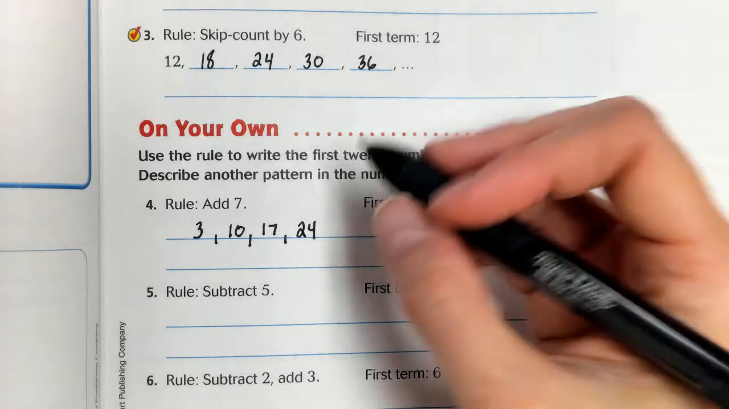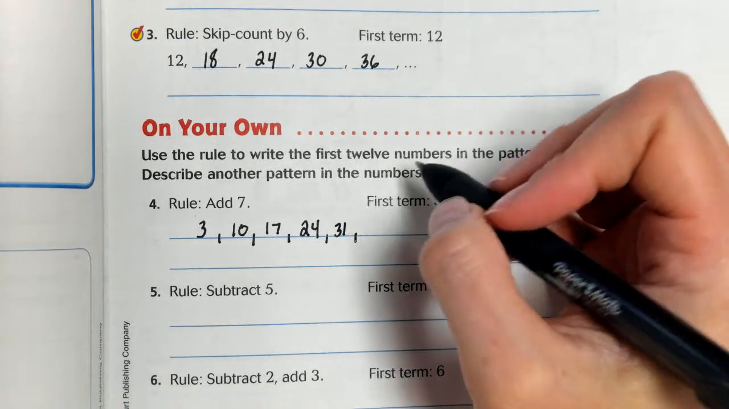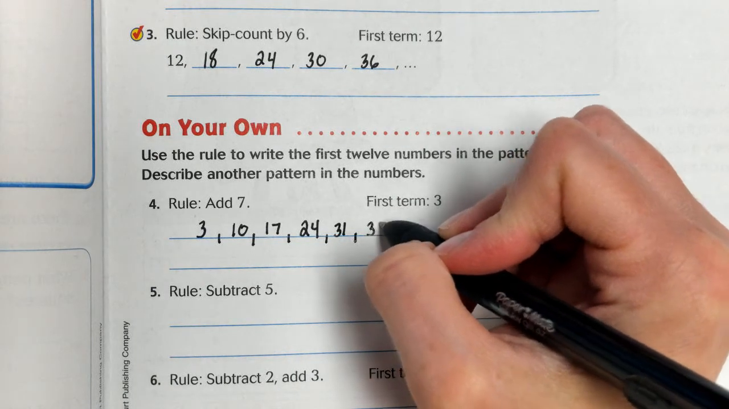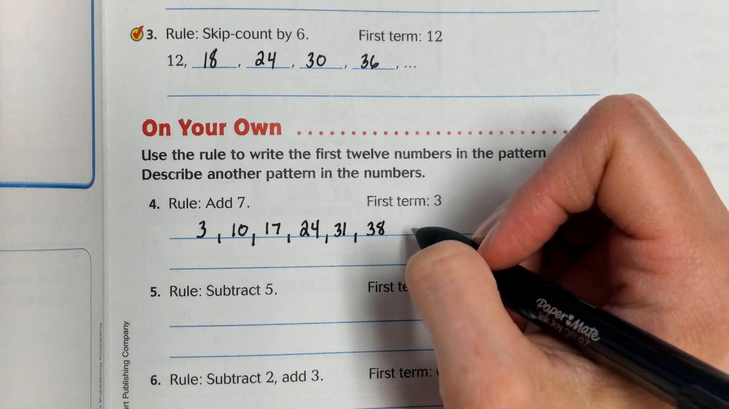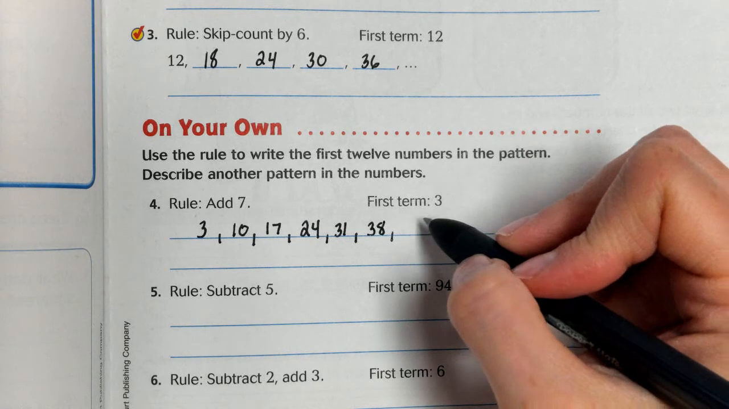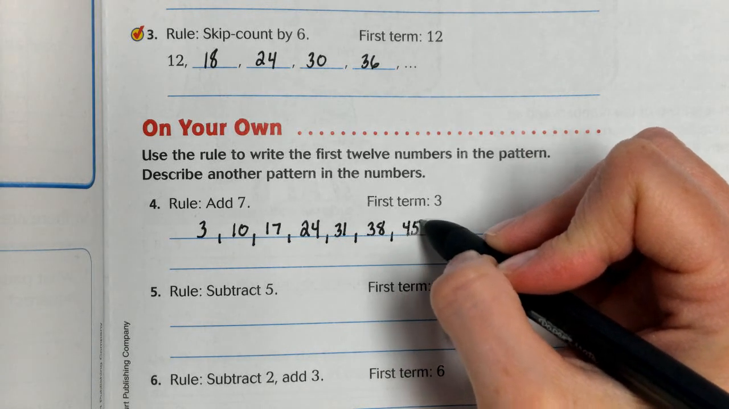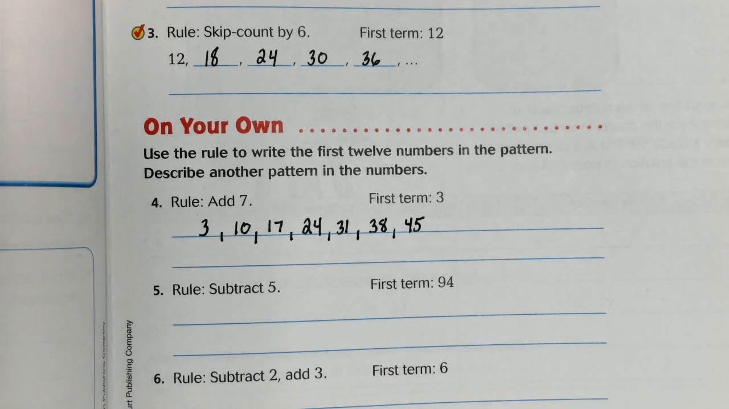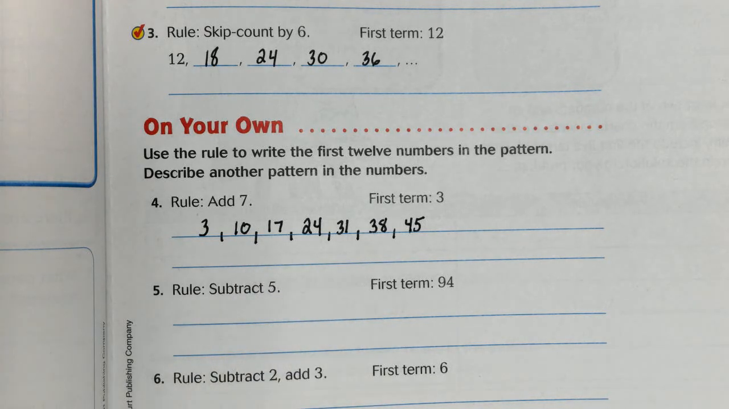All right, my next number. 31. My next number. 38. My next number. 45. See, you heard wrong. All right, we're not going to go all the way 12 numbers out because y'all seem to have this.